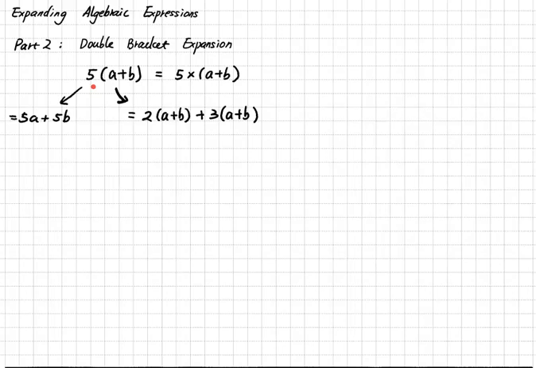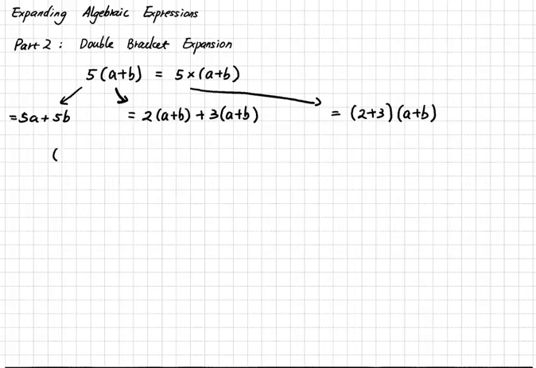Now I can see this in another way. This 5, I can see it as 2 plus 3. So one step before that, I can say I got this 5 from 2 plus 3 first, and then multiply by a plus b. Now as you can see in the last expression here, it has double brackets multiplied together. That's what we are focusing on in this lesson. We're going to learn how to multiply a bracket by a bracket.